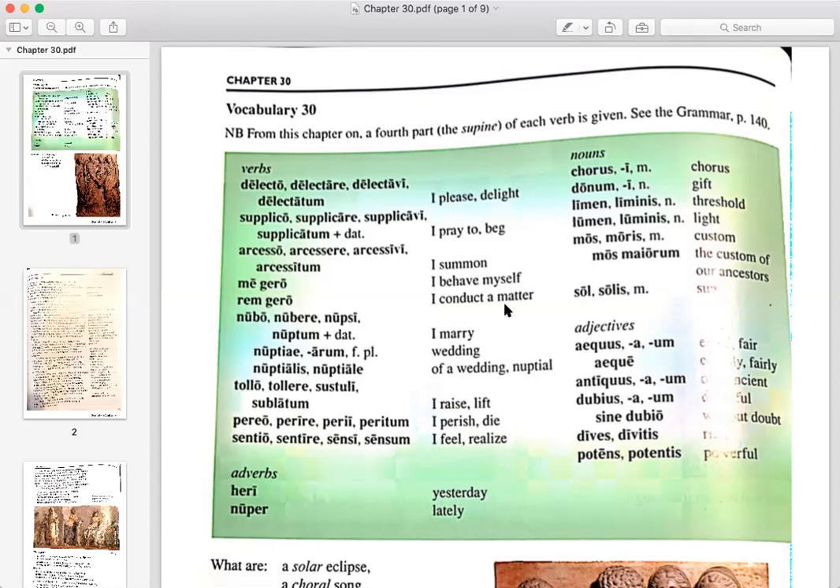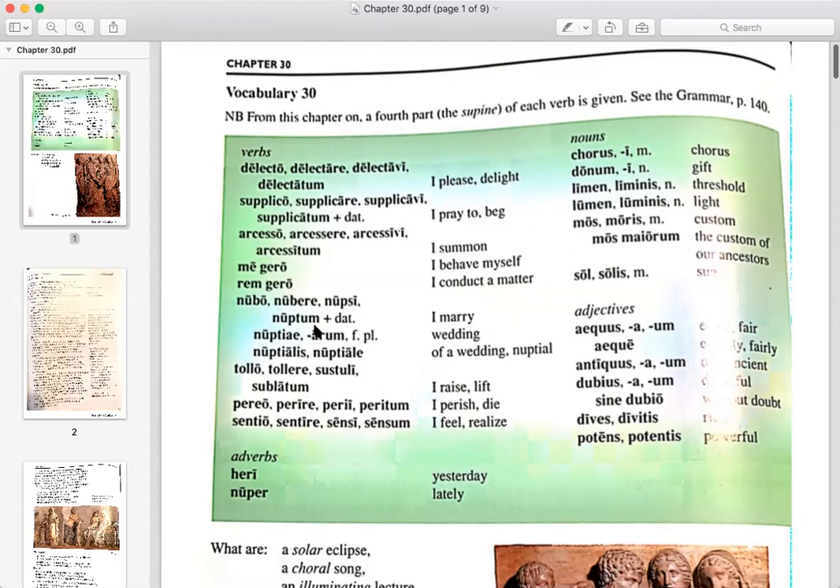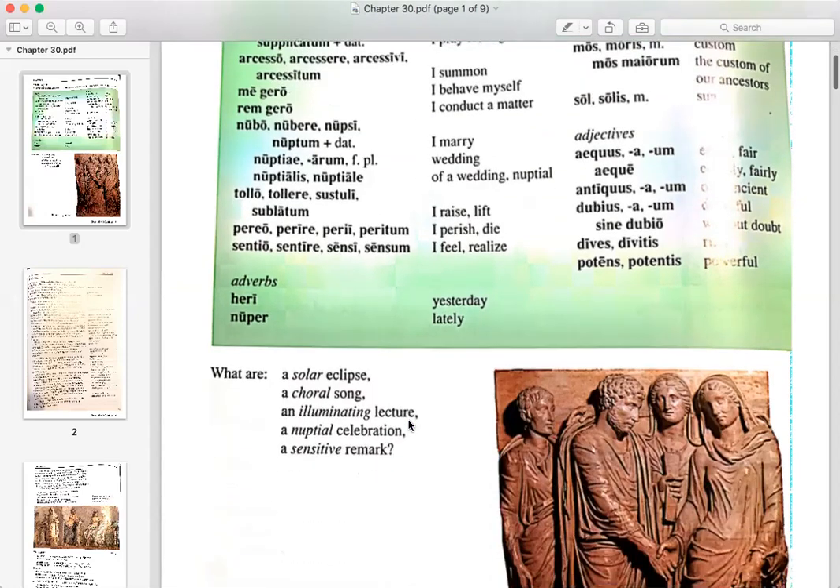This chapter, like I said, is about weddings, so you have some vocabulary related to that. Marry, wedding, of a wedding or nuptial, as well as chorus, gift, threshold, custom, mos maiorum, the custom of our ancestors, and things of that nature.